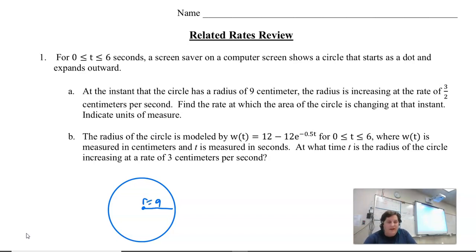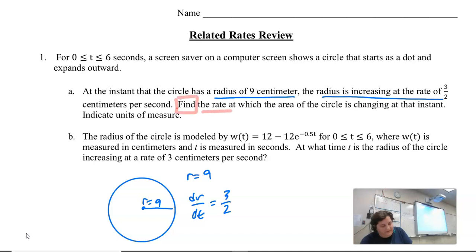Now remember, you're going to write down all your things as you go. So when I see a radius of 9 centimeters, I'm going to either label my picture or put it out here. The radius is increasing at a rate of, that's dr/dt, 3/2. I'll just include my units at the end. Okay, find. Whenever you see the word find, we want to pay attention because that's what we're looking for. The rate at which the area of the circle is changing at that instant. So I'm looking for dA/dt.